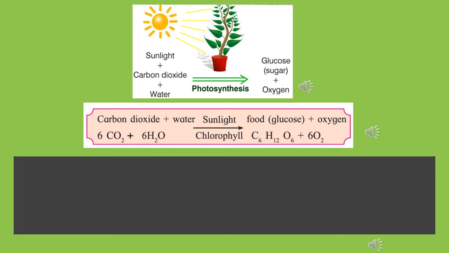Now on the arrow you can see sunlight and chlorophyll is written. Whenever we write a chemical reaction, the conditions which are required for the reaction to happen are written on the arrow. So the conditions for this reaction are that sunlight is required and the plant must have chlorophyll. Okay, so when you write the reaction, do not forget to write these things on the arrow.